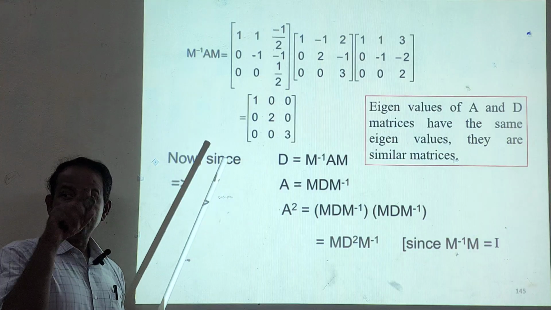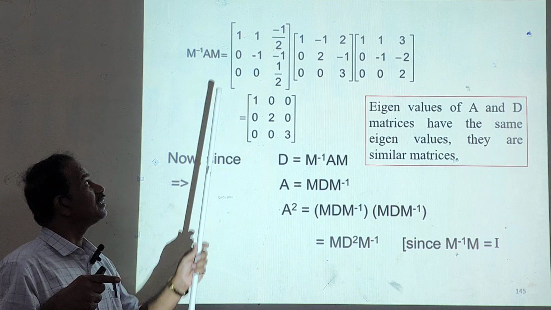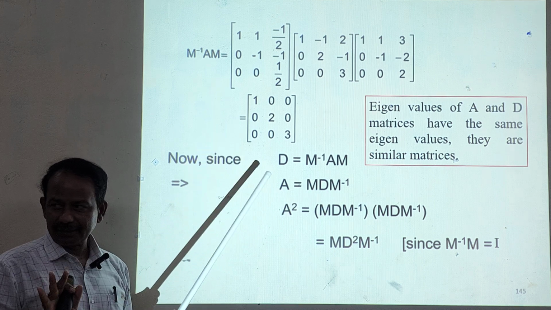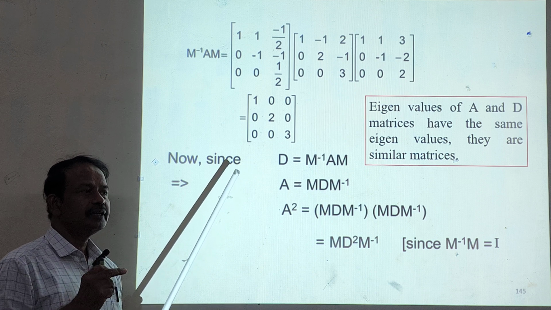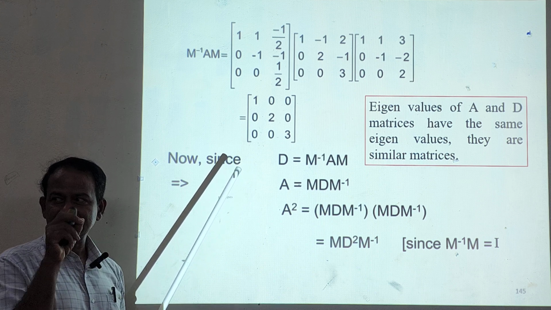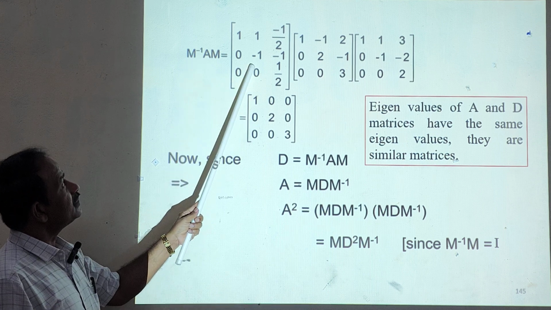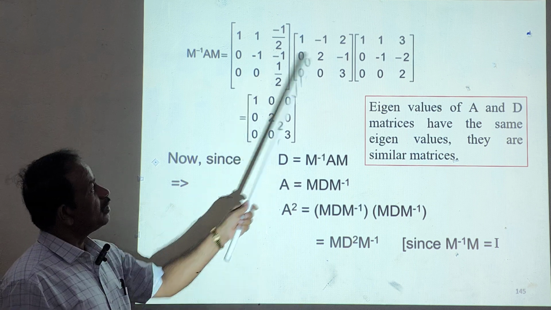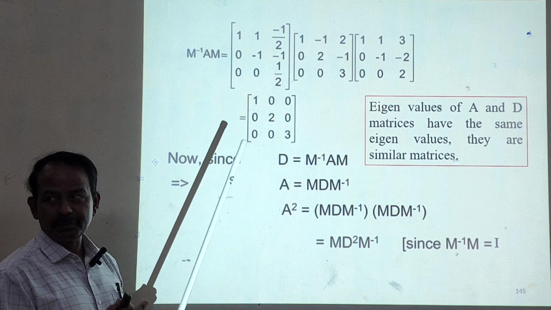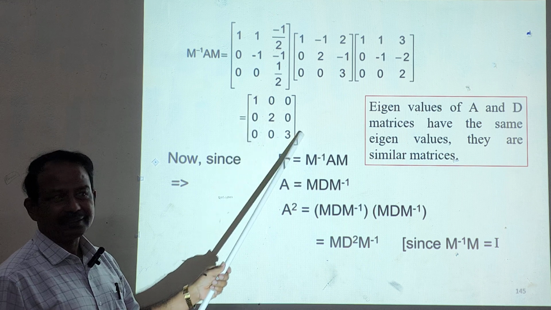What is the formula? P inverse AP. But here it is m inverse AM. Both are equal. In those 2 by 2 problems, we could find only P inverse AP, but here it is m inverse AM. So m inverse is here, A is here, m is here. On solving all those matrix multiplications, you will get exactly the diagonal matrix.